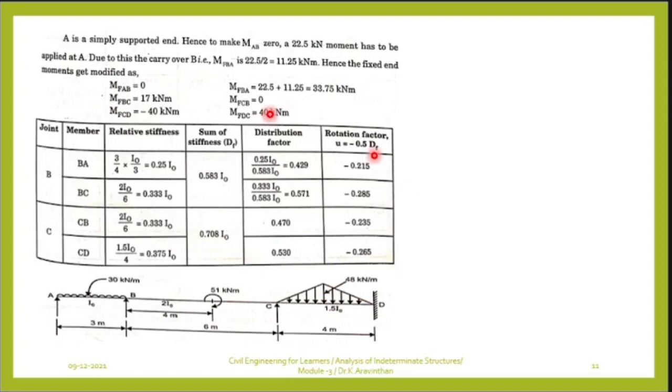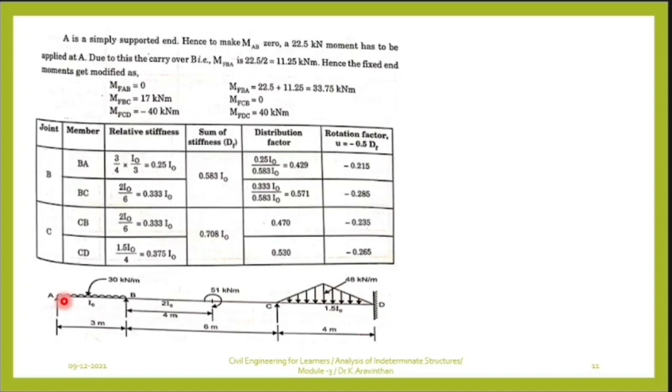And you know that joint A is hinged. We can make a slight modification to the joint and the moment. M F A B will be 0. How is it 0 in the sense? You don't have any moment at B to A. You know that this is a purely hinged end. You can make it as 0.